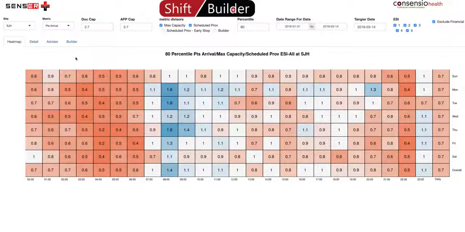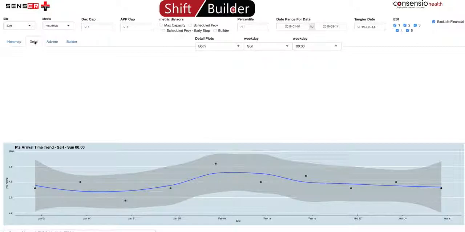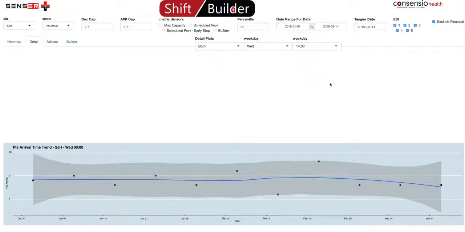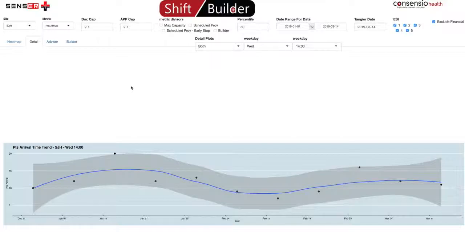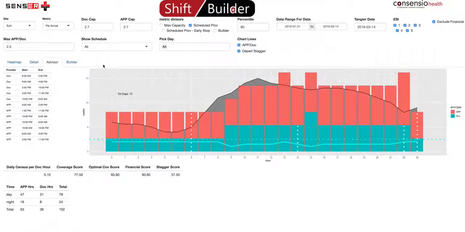times of the day. We can briefly look at a detail screen showing time trends of this distribution for a particular day and time. If we focused earlier on Wednesday at 2 p.m., then we could look at that time and see time trends for patient arrivals. This is the more commonly used screen called the advisor. We see the data read from the scheduling software for the actual shift patterns that have been assigned for this site. The black line here shows the 80th percentile for the metric we chose, patient arrivals.